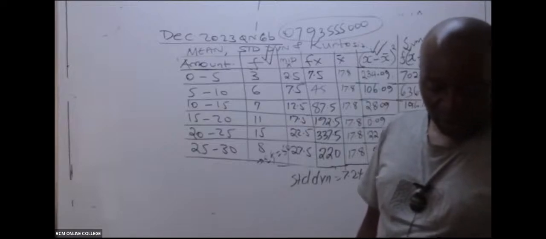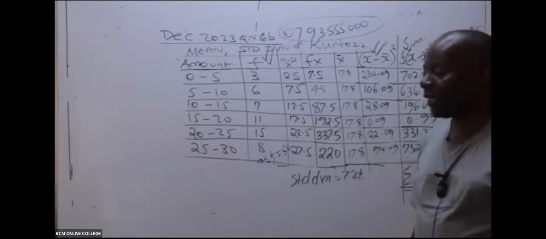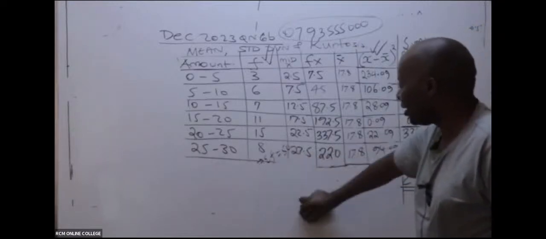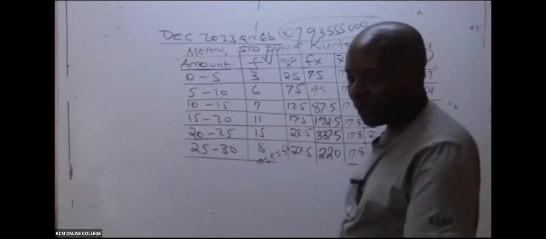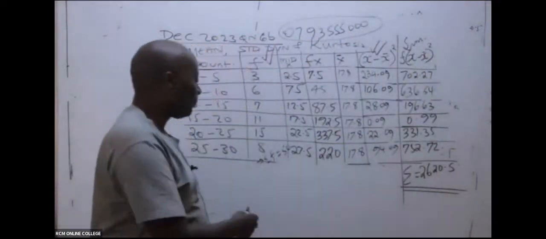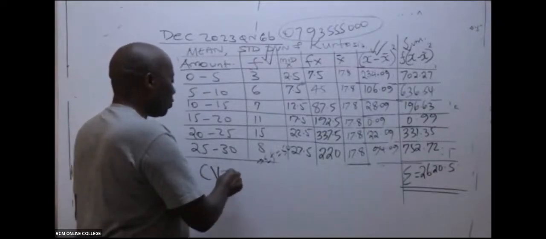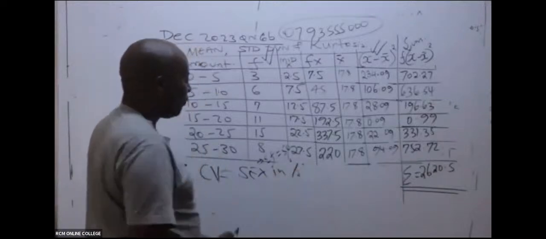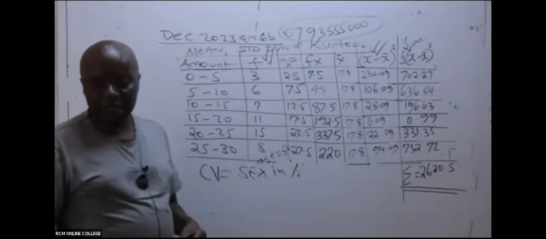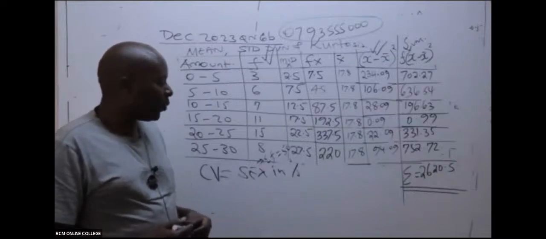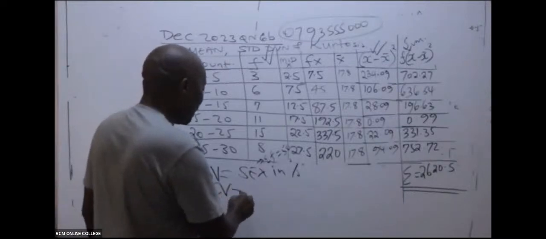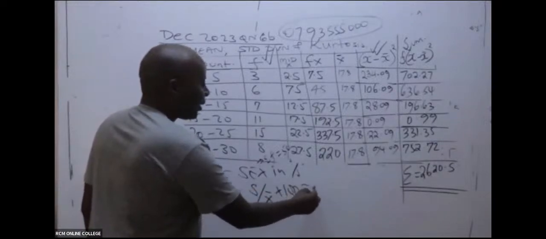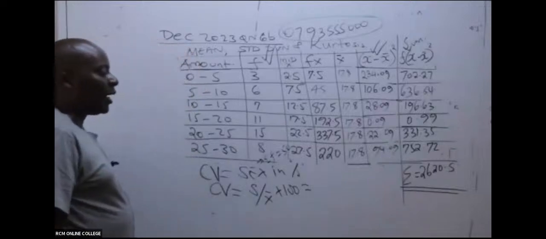The next question, they want us to give them the coefficient of variation. Anytime they talk about coefficient of variation, I know that coefficient of variation is sex in percentage. What do you mean, Mwalim? My CV here will be S over X bar times 100.